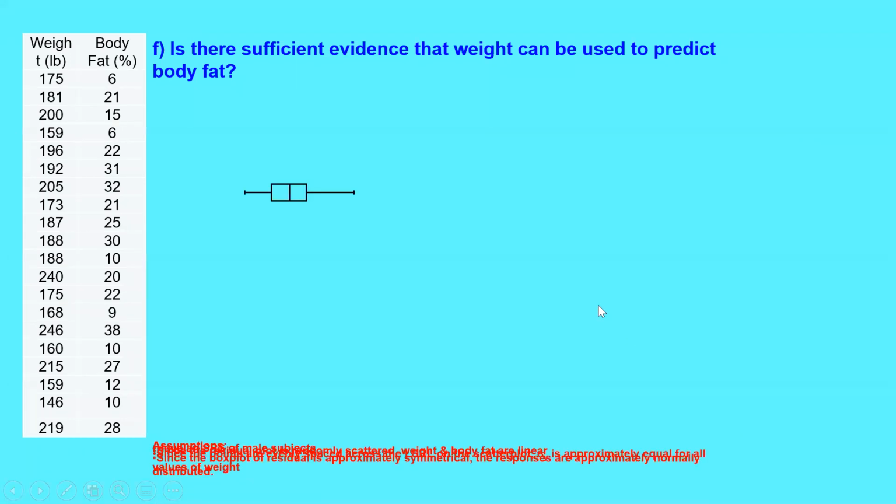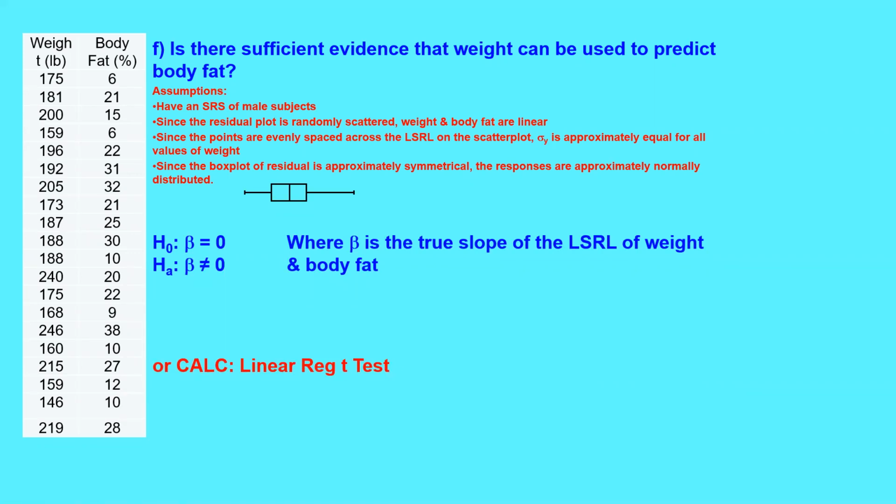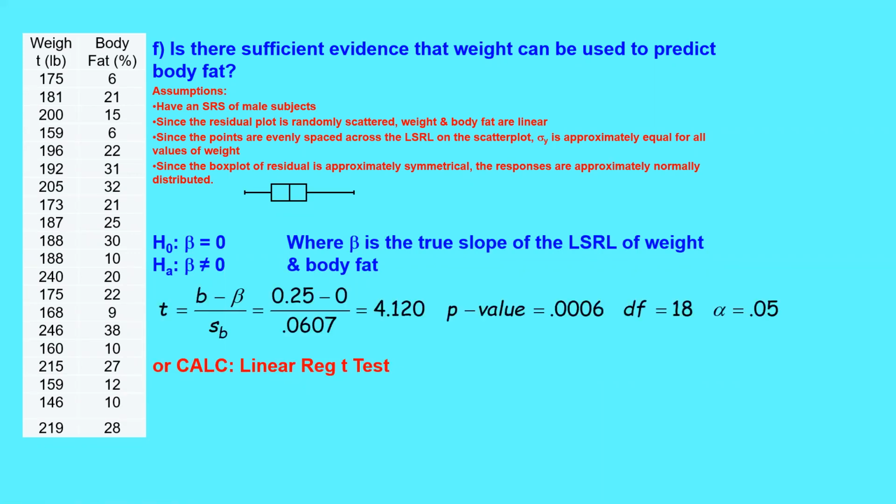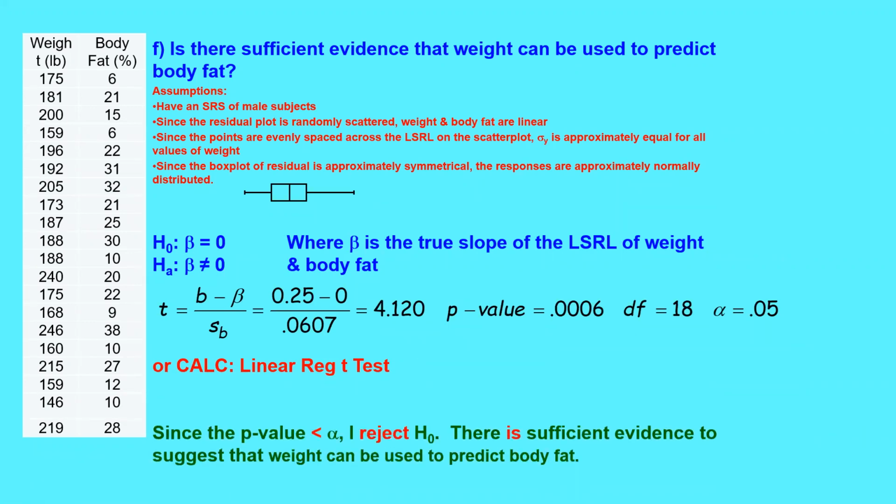Okay, so again, showing all work. You either name the test, calc, lin reg t test, put down all of the output. Again, if you're hand calculating t, you'd get 0.25 minus 0 divided by 0.0607. So our p-value is 0.0006, our degrees of freedom is 18, our alpha, unless stated otherwise, is 0.05. So is p low or is p high? P is very low. So since p is less than alpha, I reject the null. There is sufficient evidence to suggest that weight can be used to predict body fat.